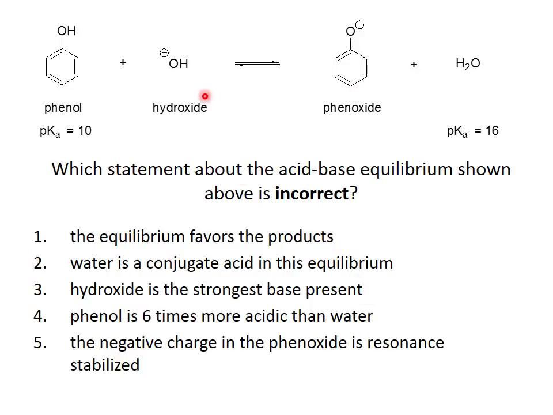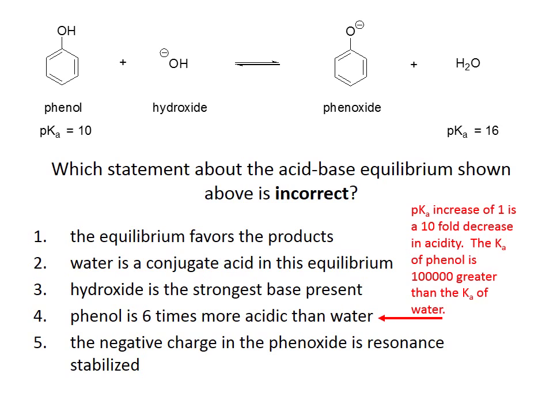Phenol is 6 times more acidic than water. Well, that's incorrect because the pKa are representing powers of 10. So it's not 6 times more acidic, it's going to be 10 to the 6 times more acidic. And then the negative charge on phenoxide is resonance stabilized. Well, a negative charge on a pi system will have resonance, so that is true. And so this is the incorrect answer.